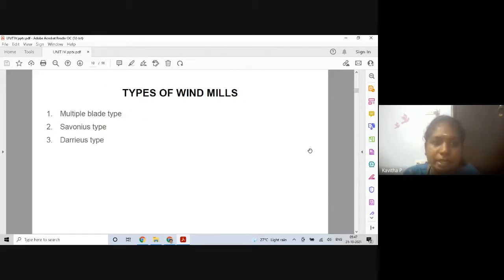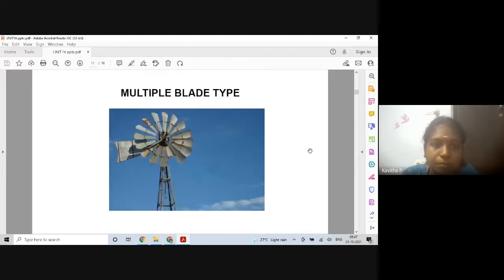We have three different types. One is the multi-blade type, the second is the Savonius type, and the third is the Darrieus type. We will see each of these in detail now. First, the multi-blade type is one of the most commonly seen types of wind turbine. Since it looks like a normal ceiling fan, it has more blades, somewhere between 15 and 20. The initial investment cost is very high, because each blade costs almost 10 lakh rupees. So we usually go for either a two blade or a three blade system, not more than that.